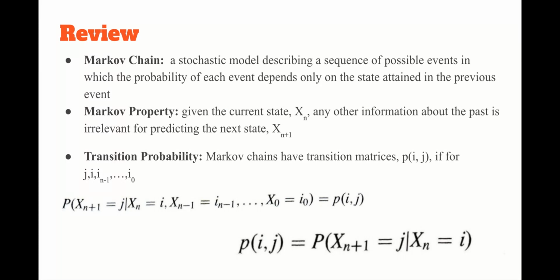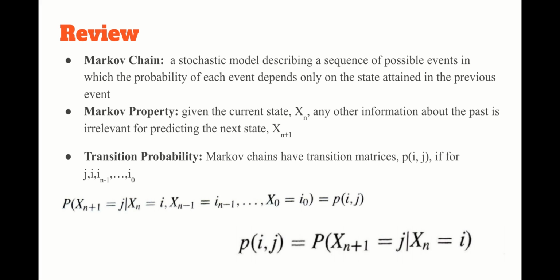So if we recall from the mid-quarter presentation, a Markov chain is a stochastic model describing a sequence of possible events in which the probability of each event depends only on the state attained in the previous event. And the Markov property is as follows. Given the current state, xn, any other information about the past is irrelevant for predicting the next state, xn+1.